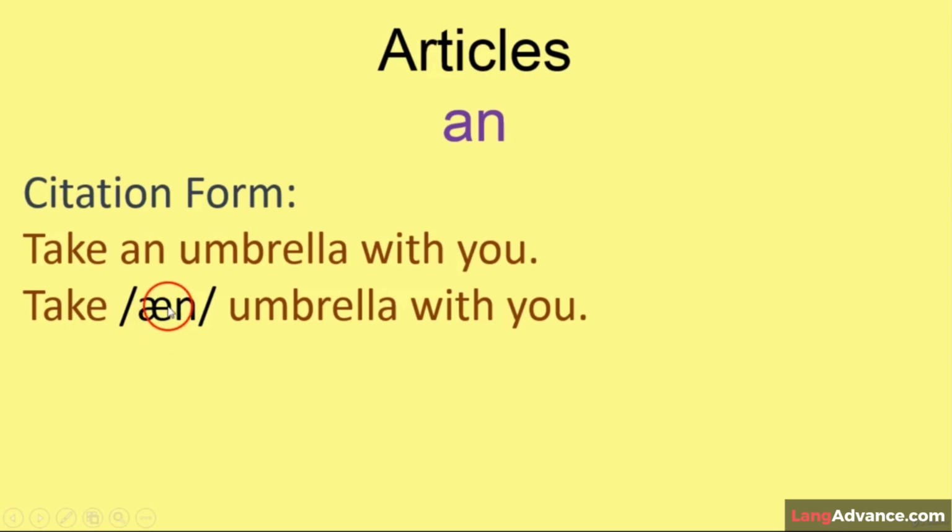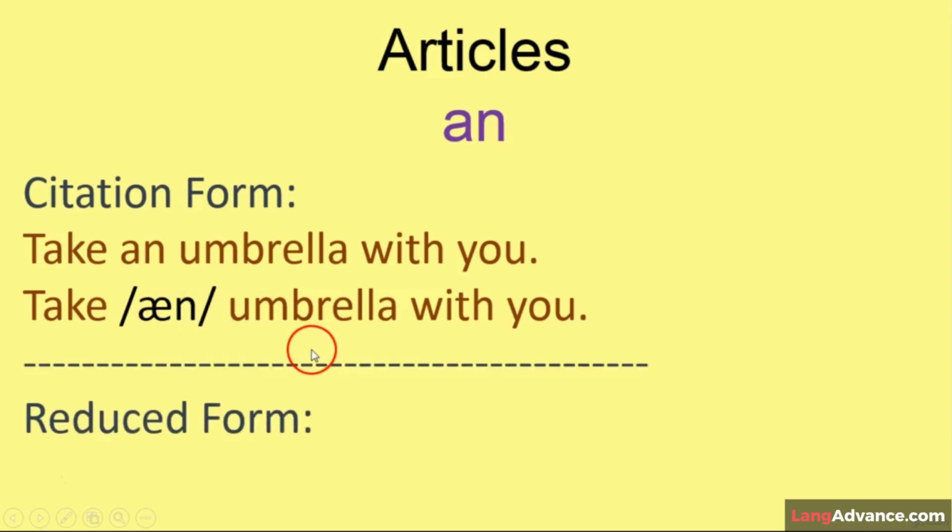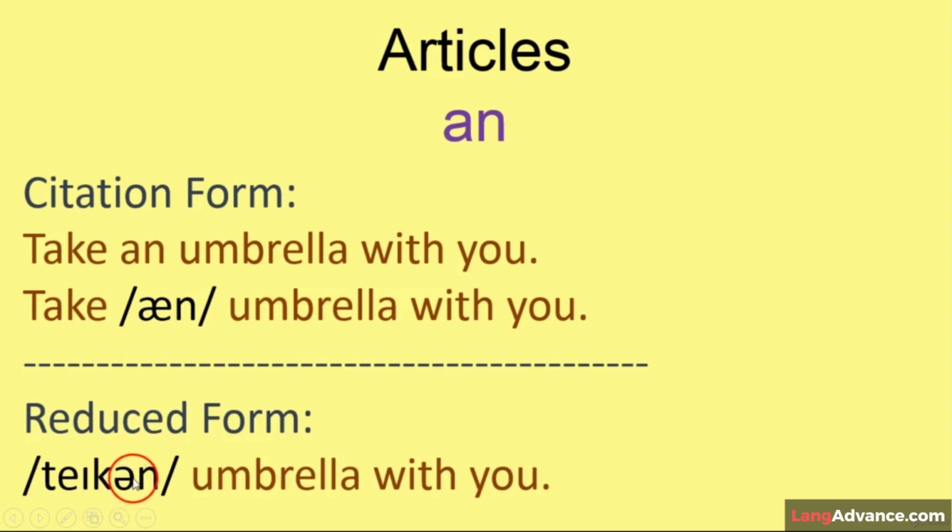In IPA format, we have this symbol pronounced a and the letter n, an. Take an umbrella with you. In everyday speech, we do not say an. We reduce that to a schwa and the letter n to pronounce it as un. And when it's combined with the word take, we say taken, taken.